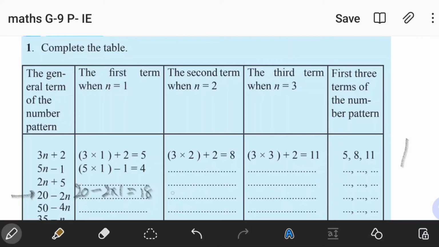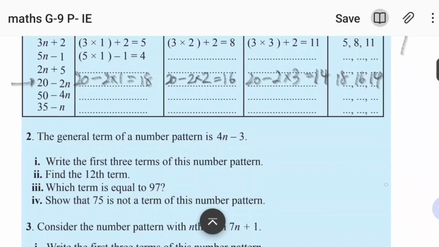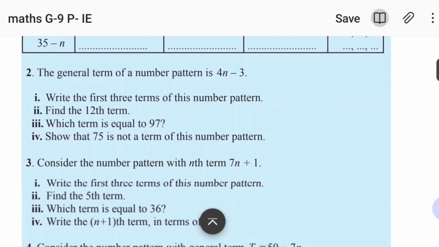And the second term is 20 minus 2 times 2. 2 times 2 is 4. So 20 minus 4 is 16. Third term, 20 minus 2 times 3. 2 times 3 is 6. 20 minus 6 is 14. So the first 3 terms you can pretty easily write: 18, 16 and 14. Likewise, you can complete the remaining table entries as well.